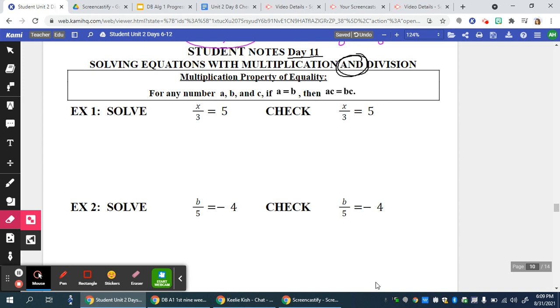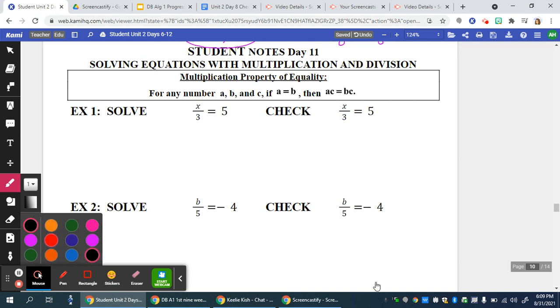So the last two notes, we've been going over individually multiplication and individually division. But now we're going to do them both. So we are still doing inverse operation. The inverse of multiplication is division, and the inverse of division is multiplication. Look at that.